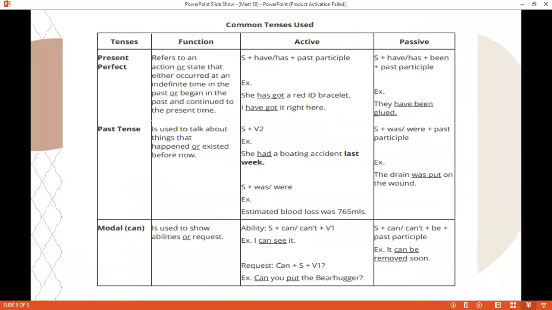Next, Haris. And then the last is the contents used.